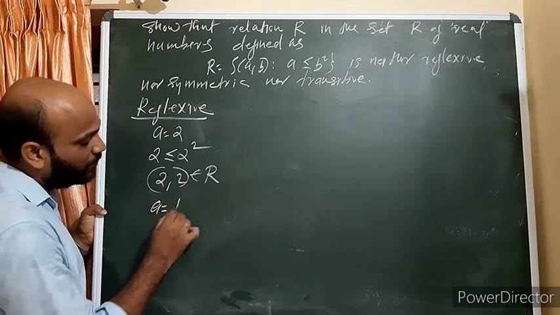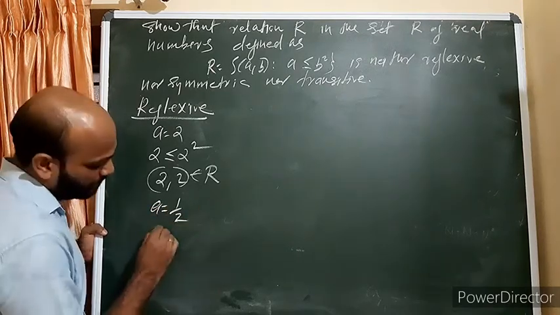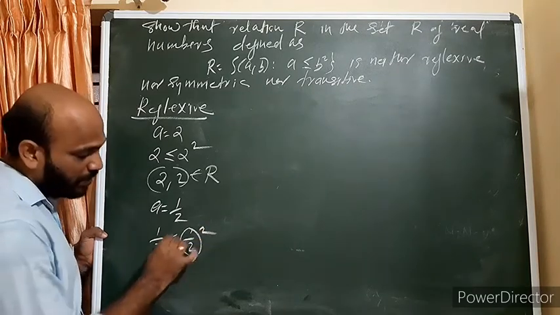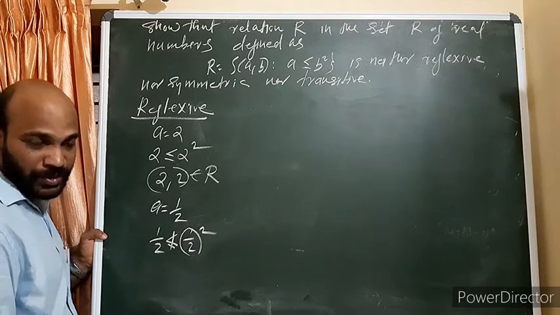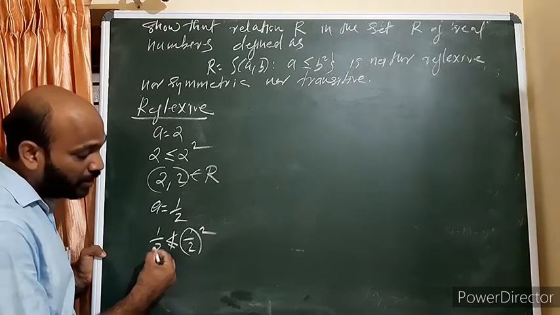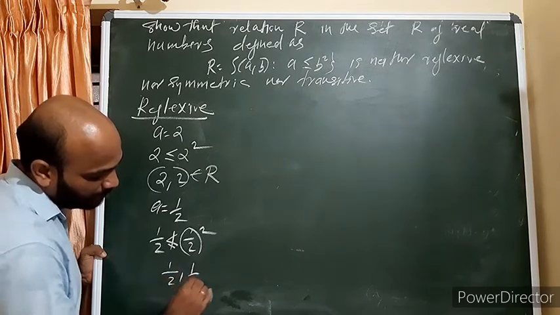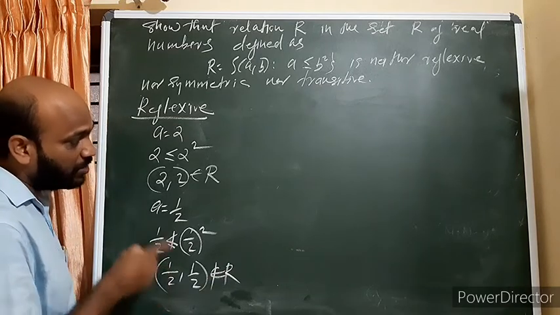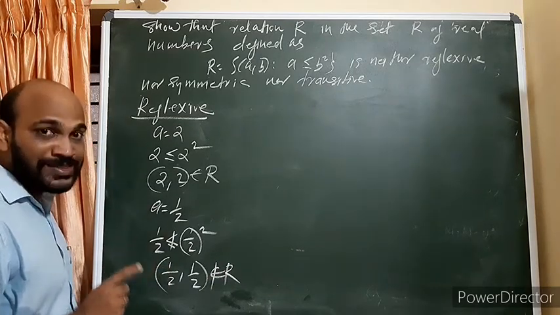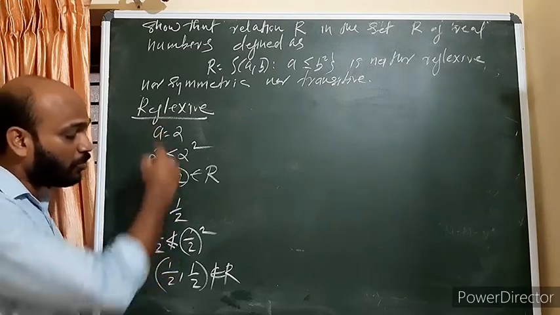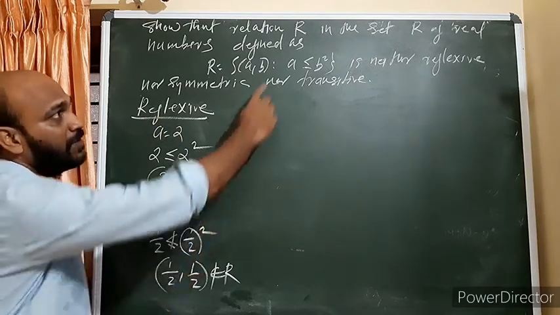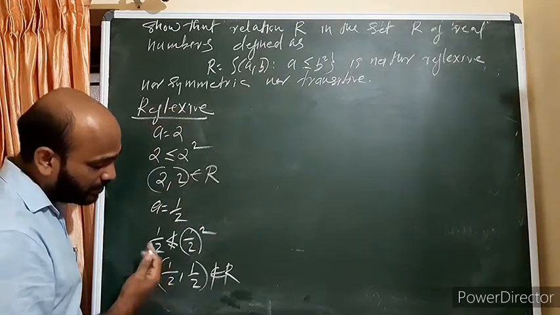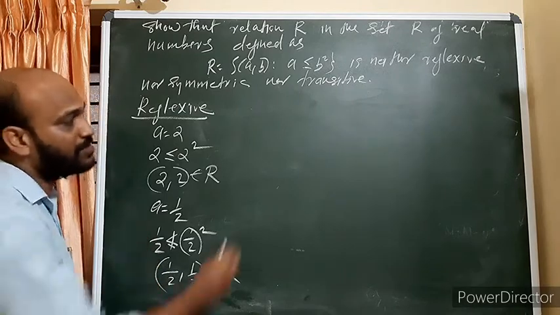If you take a equal to 1 by 2, what happened? 1 by 2 square means 1 by 4. 1 by 2 is not less than or equal to 1 by 2 square. That means 1 by 2 is not related to 1 by 2. (1/2, 1/2) does not belong to R. So the relation is not reflexive. If you want to show that it is reflexive, it should be okay for all the elements. But it is not satisfied by one value. So the relation is not reflexive.